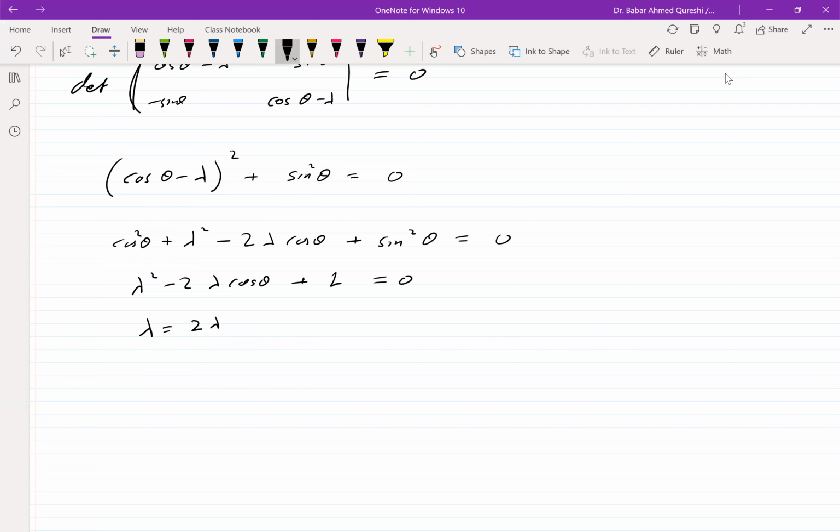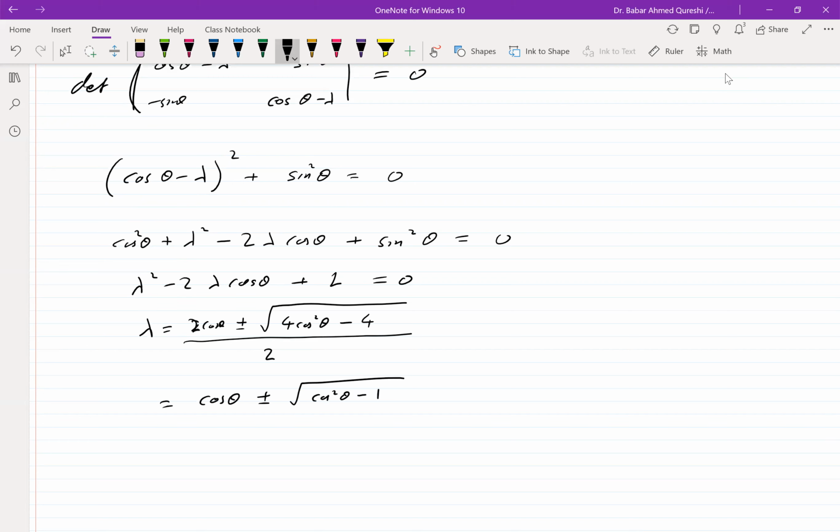Minus 2 lambda. So you get a 2 lambda. Minus 2. Minus 2 cos theta. Plus 4 cosine square theta minus 4 over 2 times A, which is 2. So the 2's cancel. Cosine square theta minus 1, which is minus sine square theta. So it is a phase, and in this case, it's just the complex conjugate of each other.